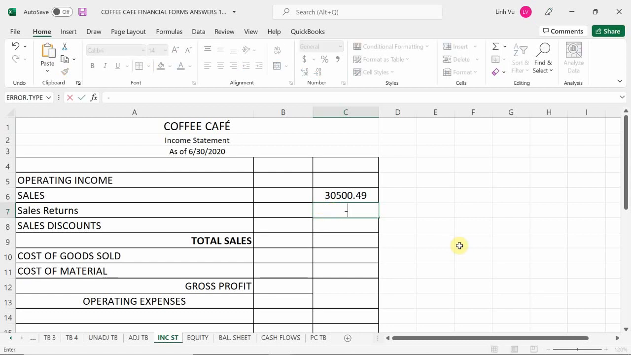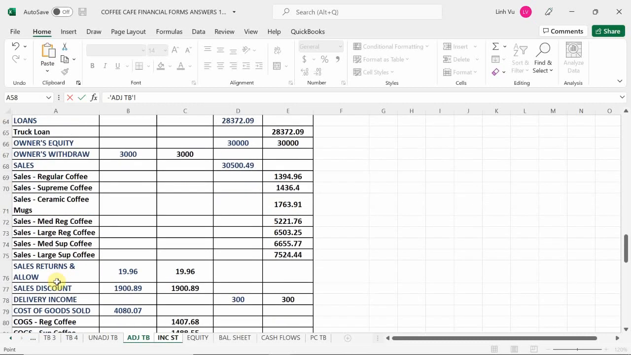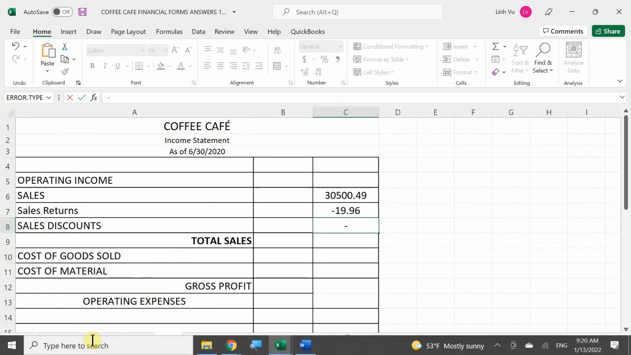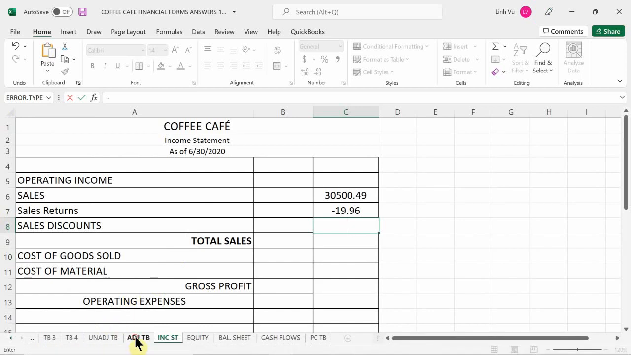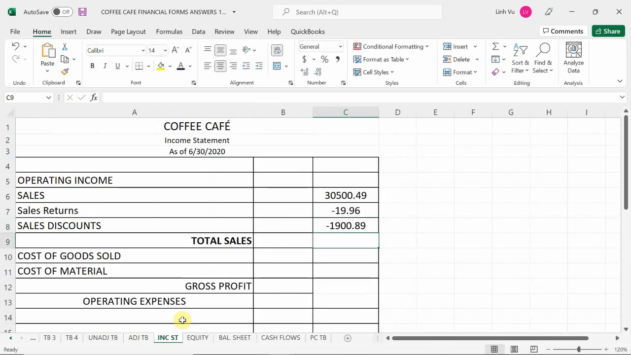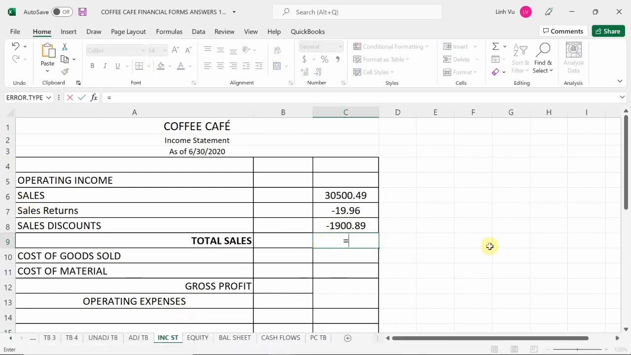Things that take away from my sales are going to be my sales returns and allowances and my sales discount. So let's go ahead and take a look at my adjusted trial balance. My sales returns and allowances was for $19.96, and my discount was for $1,989. Okay, so these things subtract and decrease your actual sales. So what was my actual total sales that I had for the month of June?